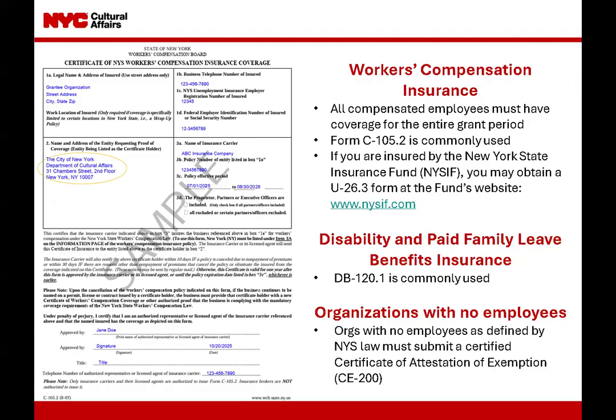Finally, and this is very rare, if your organization has no employees as defined by New York state law and you are not required to carry workers' compensation and/or disability benefits coverage, you must submit a signed certificate of attestation of exemption, a CE-200. Organizations can use New York Business Express to file and obtain a certificate of attestation online. If this is your situation, please contact your program officer for further instructions on uploading the CE-200. Please refer to the CDF funding requirements document for more detailed instructions. Links to commonly used forms can also be found there with blue sample text for reference.